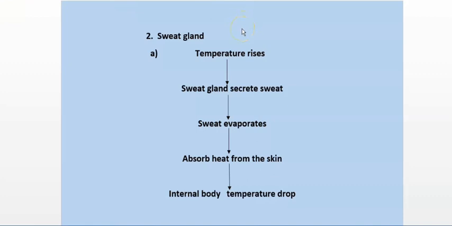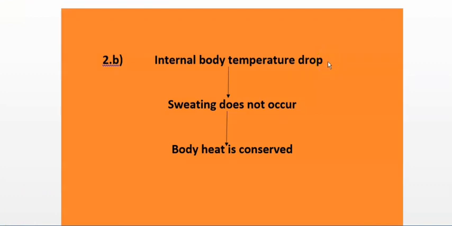Okay, now we look at the second one, sweat gland. How the sweat gland can maintain our body temperature. When the body temperature rises, sweat gland will secrete sweat. When the sweat evaporates, it needs heat to evaporate, so it takes the heat from our body. So it absorbs heat from the skin, from our body, so the body temperature will drop. Okay, this is how the sweat gland will maintain our body temperature. When the body temperature drops, that means the surrounding is very cold, sweating does not occur, to keep the heat in the body.